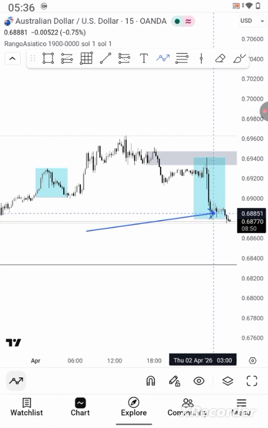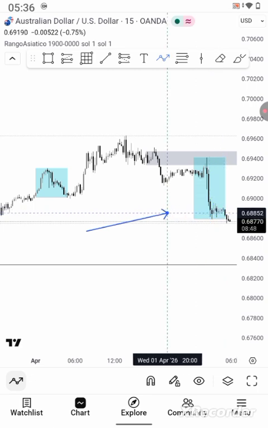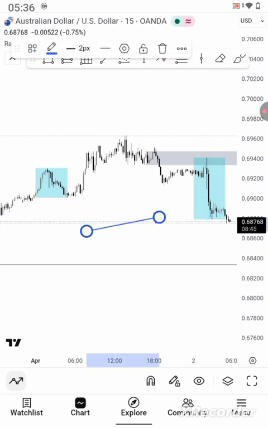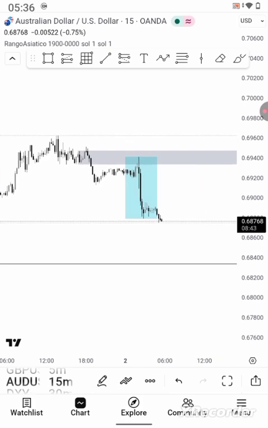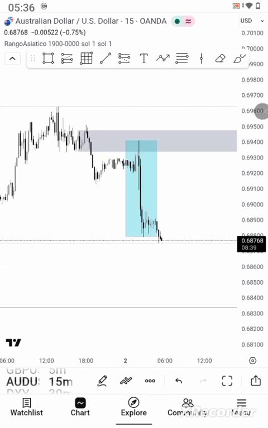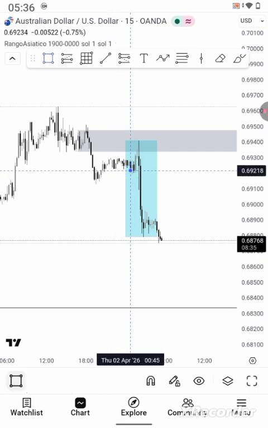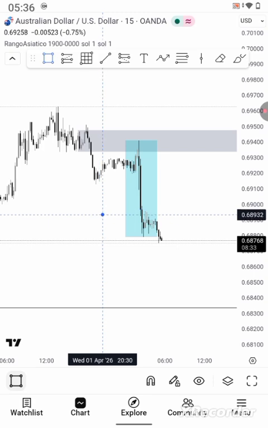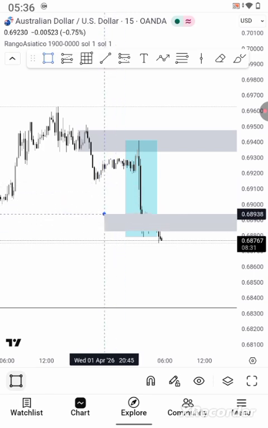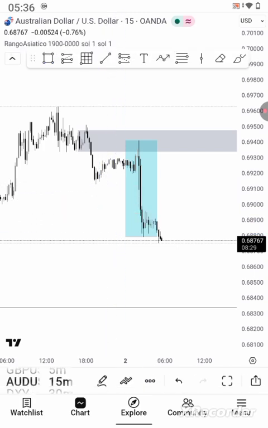So most likely, let me show you what I'm thinking the market is going to do today. I'm thinking the same thing we did. There is a breaker block here. Let me mark it.